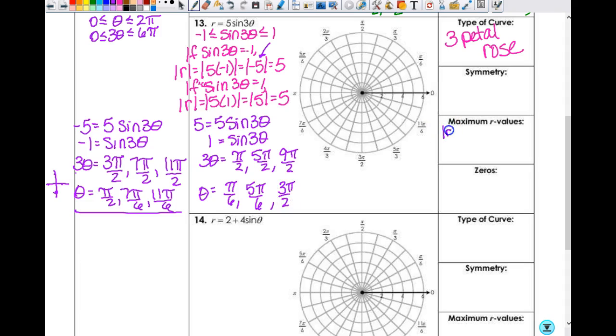So I can say the absolute value of r equals 5 at theta equals, I'm going to put these in order, pi 6, pi halves, 5 pi 6, 7 pi 6, 3 pi halves, and 11 pi 6.